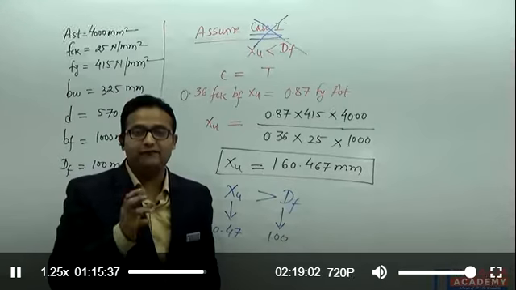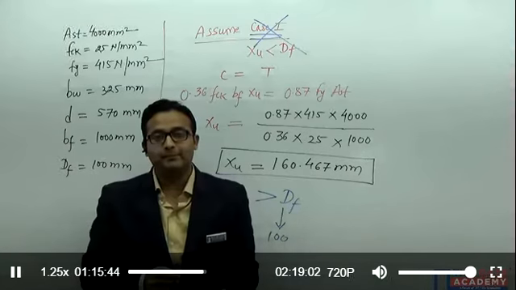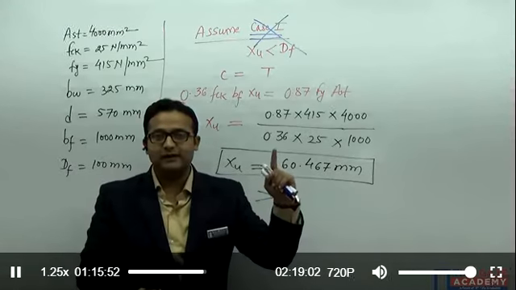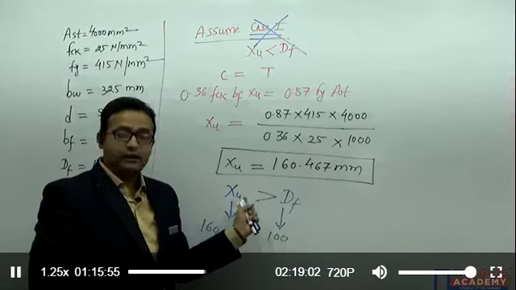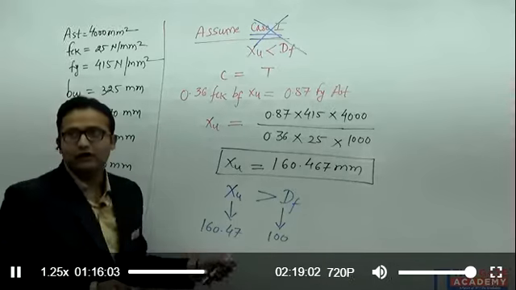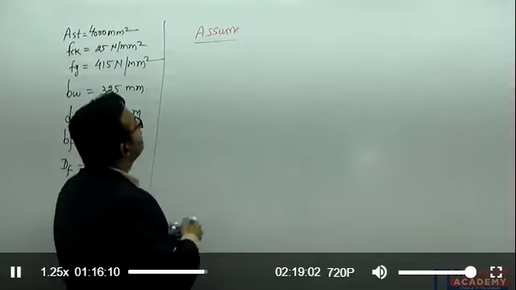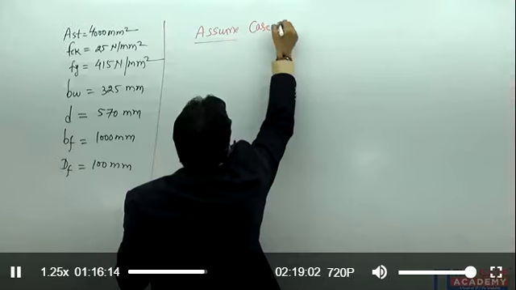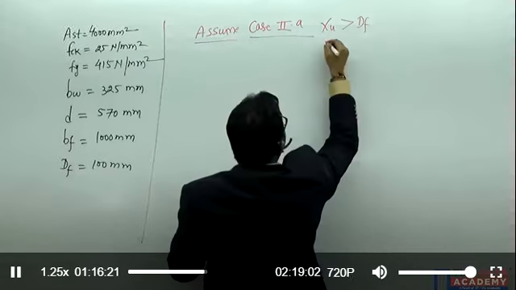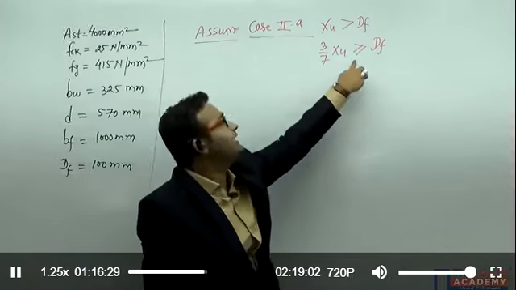What case number 2 says: if I'm getting the case number 2, I should check whether it is a case number 2.A or 2.B. So let's assume it is case number 2.A. Step by step we should follow. First we assumed the case number 1 and found it is not actually the case number 1. Now assume it is case 2.A. Please note down. Case 2.A means I am assuming the depth of neutral axis is greater than DF and also 3/7 of XU is greater than or equal to DF.